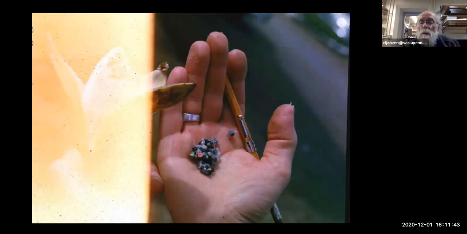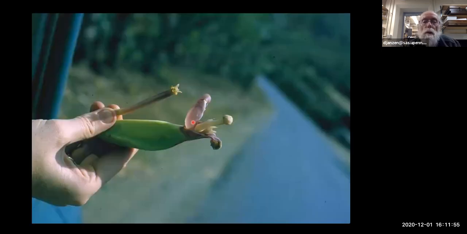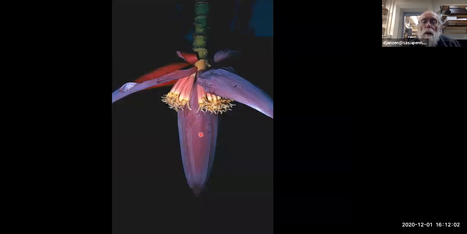And it makes seeds. These are wild bananas, not the ones that you buy, because the ones you buy in the grocery store are basically all clones from one split up genome. So here's the male flowers here. Here's the female flower, which is going to make a banana. There are the male flowers.